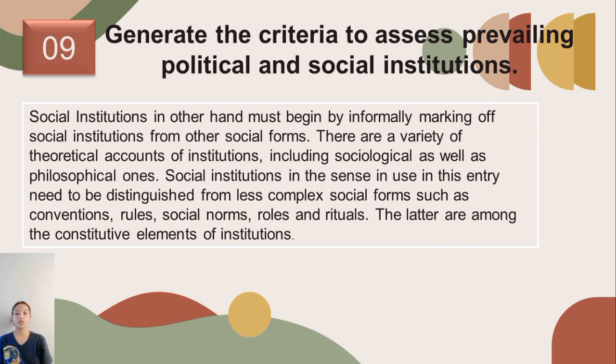Social institutions, on the other hand, must begin by informally marking off social institutions from other social forms. There are a variety of theoretical accounts of institutions, including sociological as well as philosophical ones. Social institutions, in the sense in use in this entry, need to be distinguished from less complex social forms such as conventions, rules, social norms, and rituals. The latter are among the constitutive elements of institutions.